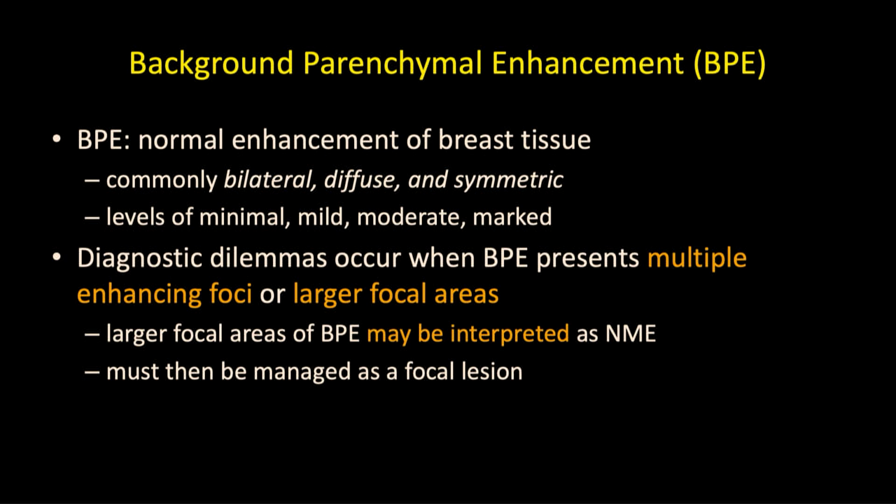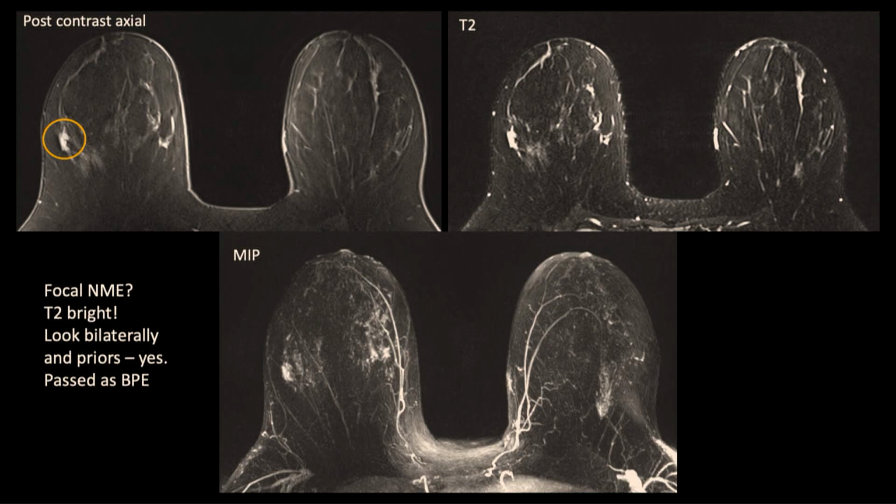So background parenchymal enhancement is commonly bilateral, diffuse, and symmetric. As we talked about, the levels can be minimal, mild, moderate, or marked. And there are diagnostic dilemmas that come into play, especially if you have multiple enhancing foci or these larger focal areas, and they may be interpreted as NME. And if they are, they should be managed as a focal lesion. And as Dr. Comstock mentioned, I do like trying to plan these biopsies within the menstrual cycle if it's not an emergent extensive disease MR, because then you have a better chance of determining if it's going to be NME or just BPE.